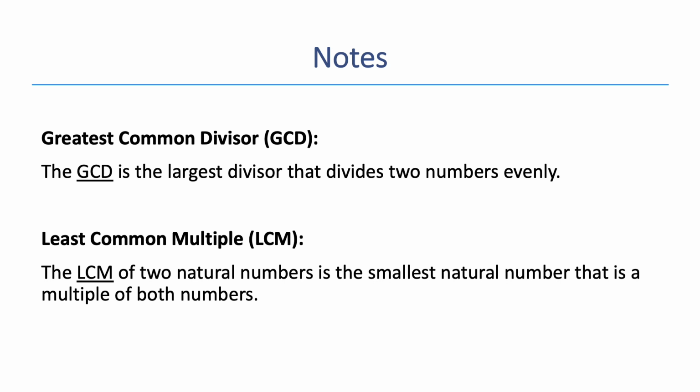The greatest common divisor, or GCD, is the largest divisor that divides two numbers evenly. The least common multiple, or LCM, of two natural numbers is the smallest natural number that is a multiple of both numbers.